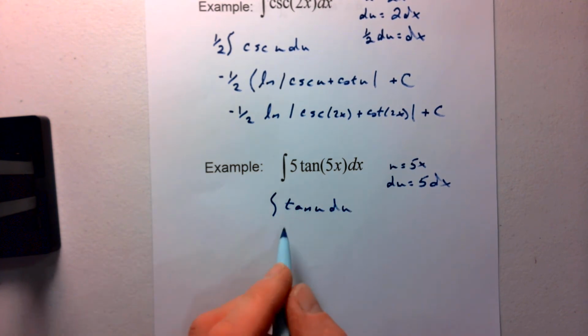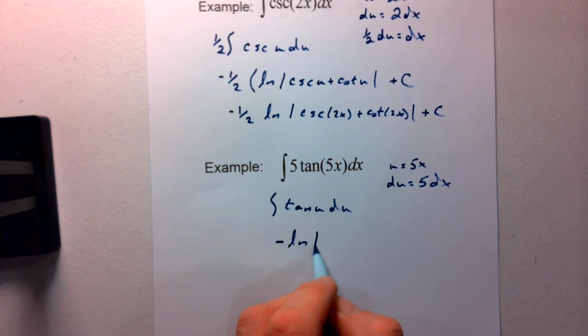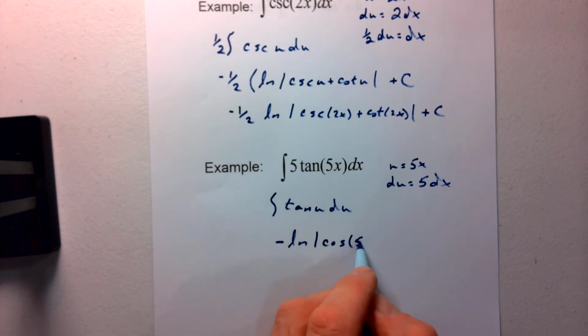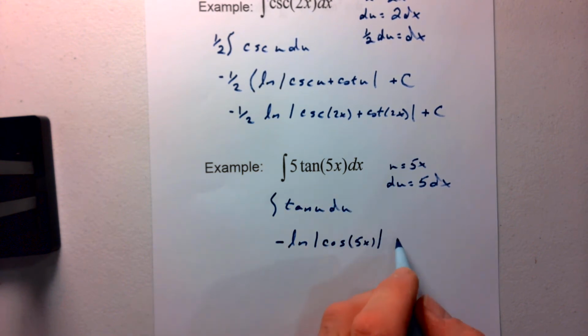If we remember the integral of tangent of u, oh, I do know that one, don't I? It's the negative natural log of the absolute value of the cosine of u, which is 5x, in our absolute value, plus c.